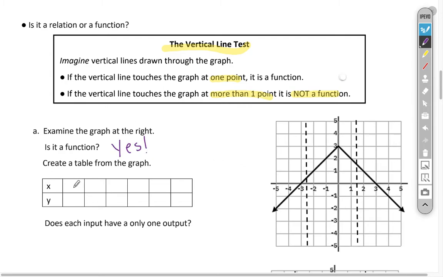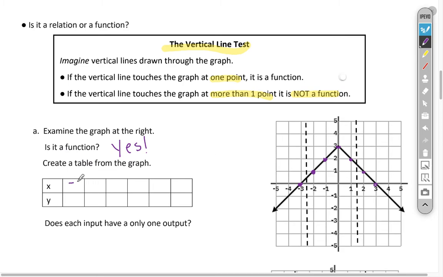All right, now it says create a table from the graph. So let's just look at some ordered pairs here, okay? We can just go ahead and dot these off. So we have that one. Let's look at -2. We've got one there, one here, one here. We could go down, but I don't think we have much room on that table. All right, and then we're just going to plot these. We know that our x's go on the top and our y's go on the bottom, and we're going to write them in order from least to greatest, right? So remember, negatives are always less than your positive numbers.